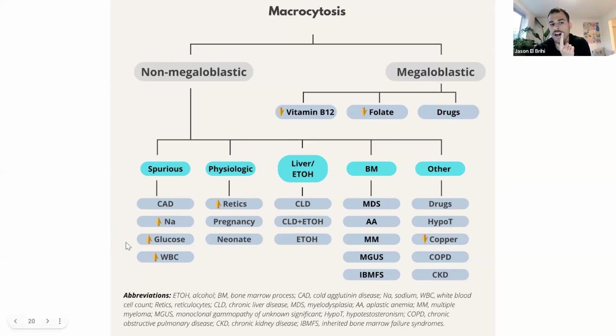Having high sodium and high glucose in your body causes the cells to swell up and get reported as bigger. Liver disease is a common cause of macrocytosis you should be aware of. Not only just chronic liver disease, but having alcohol acutely can cause a macrocytosis. Some of the bone marrow issues, again, can cause macrocytosis. And remember, hypothyroidism is not common, but a key thing that you should always check for just by doing a TSH. But by far, megaloblastic is the most common.